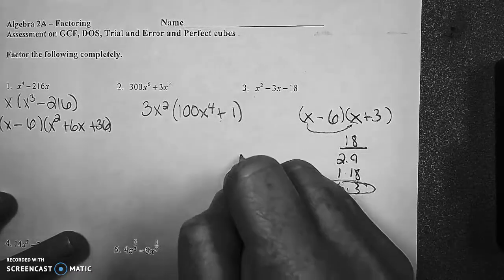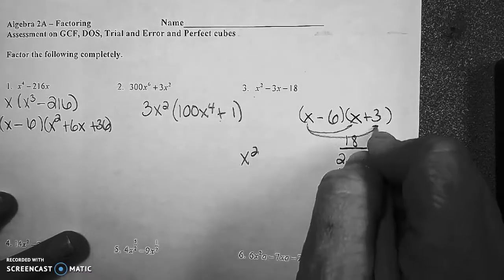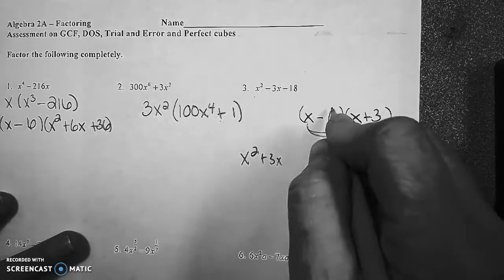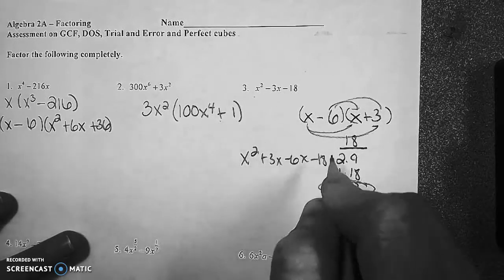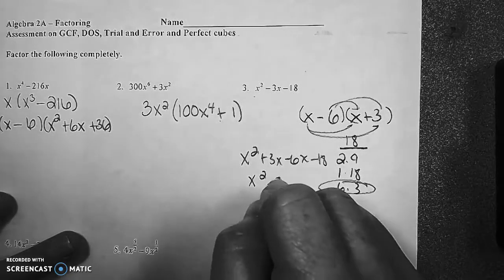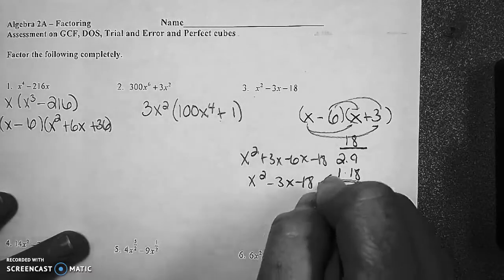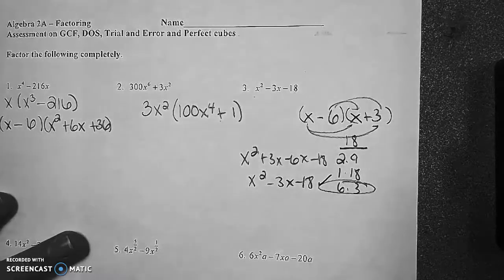That's one of the reasons it's called trial and error. So x times x is x squared, plus 3x minus 6x minus 18. That gives us x squared minus 3x minus 18, which is what we wanted.